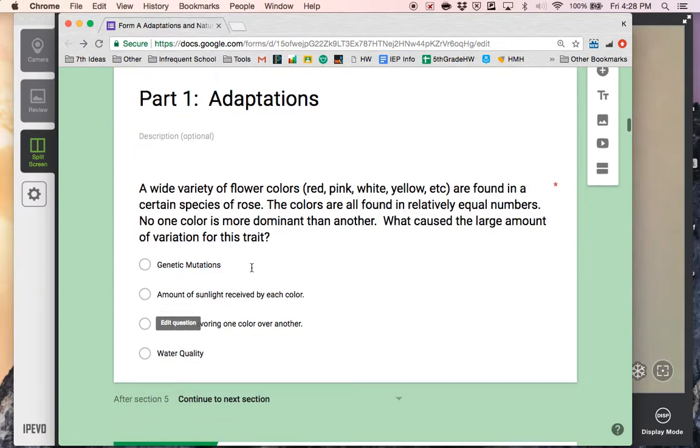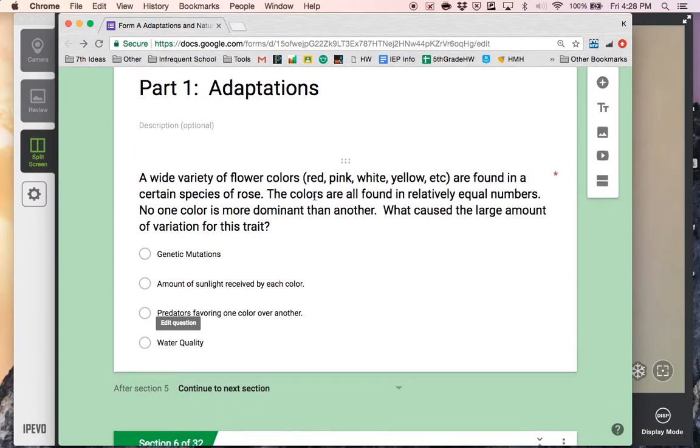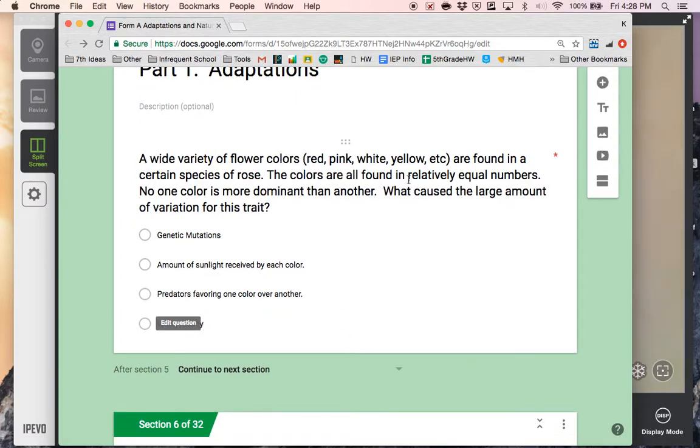Alright, how about this one? A wide variety of flower colors, red, pink, white, yellow, etc., are found in a certain species of rose. The colors are all found in relatively equal numbers. That's interesting, equal numbers. So no one color is more dominant than the other.